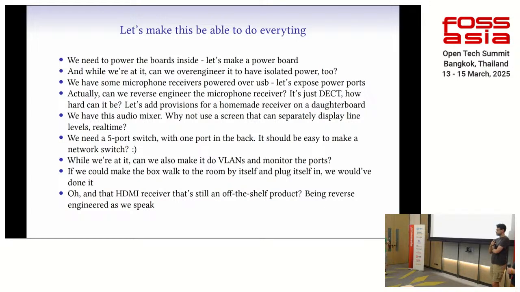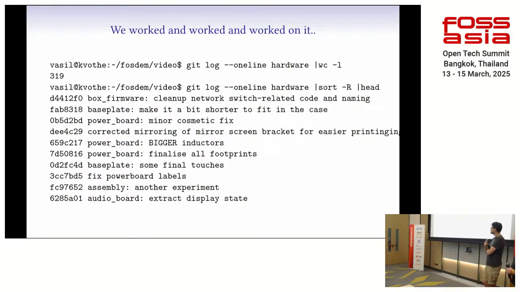But for example, we isolated the power, so this thing can power receivers and stuff like that. We made our own switch because there is no 5-port switch. Most switches have ports on one side, and this was easy to do, and we made it. Now, I'm not sure how many of you say it should be easy to make a network switch, but it turns out it's not that hard. And so we spent the summer working on it.